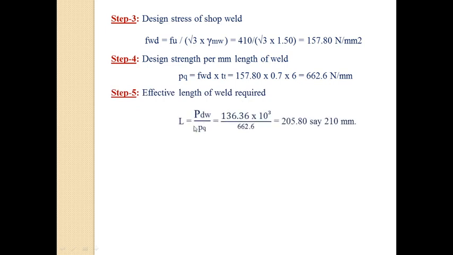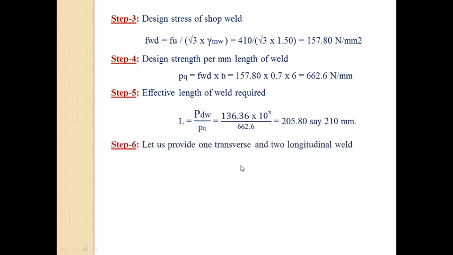The next step is the effective length of weld. We can calculate the effective length with the formula PdW upon PQ. In step number 1, we calculated PdW, that is 136.36 kilonewton. Converting it into Newton, that is 136.36 into 10 raised to 3 Newton, divided by 662.6 Newton per mm. Since this value is in Newton per mm, PdW should be in Newton. We get the required weld length as 205.80, so we can say 210 mm. The total length we have to provide is 210 mm.